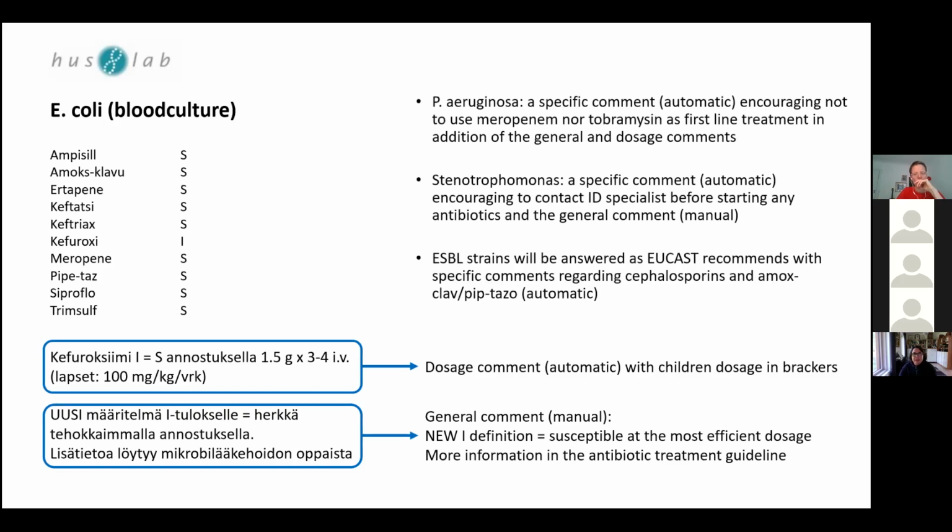Next. In addition to that, we had for Pseudomonas a specific comment encouraging not to use meropenem nor tobramycin as first-line treatment. And for Stenotrophomonas, we had a comment that encouraged the MD to contact ID colleagues before starting any antibiotic treatment. And we decided that for ESBL, we will follow the UCAS recommendation and give up the FIRE recommendation.